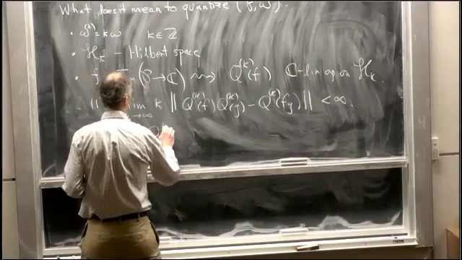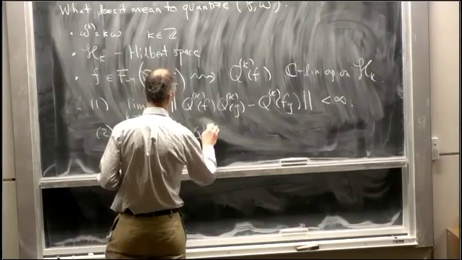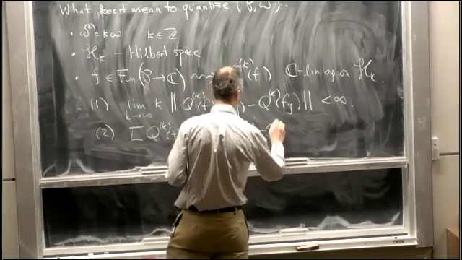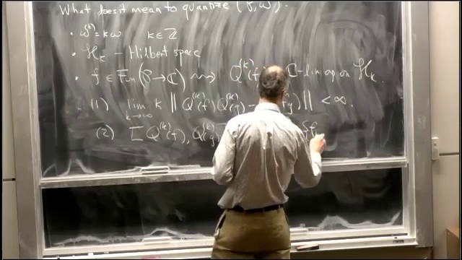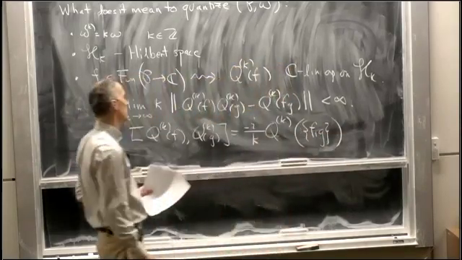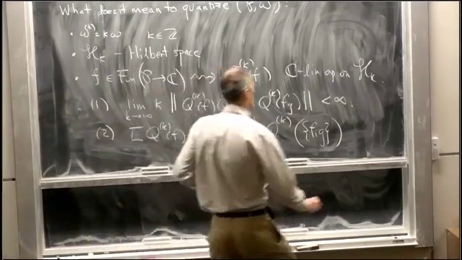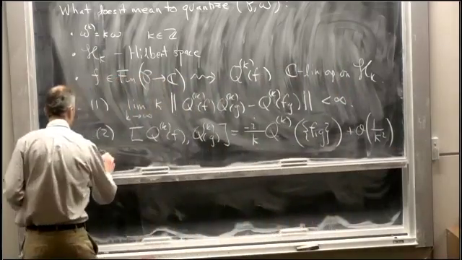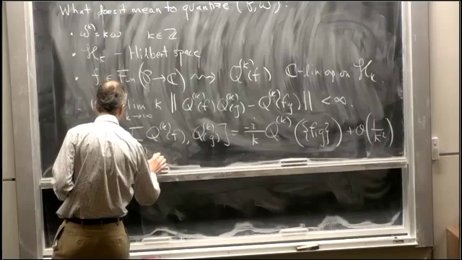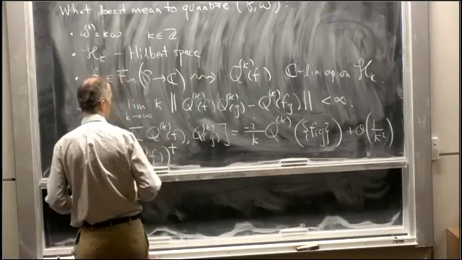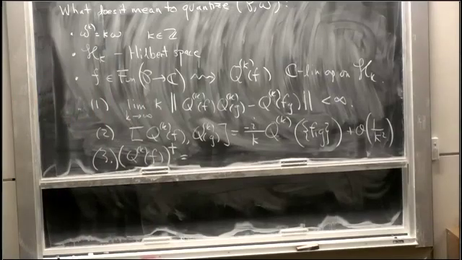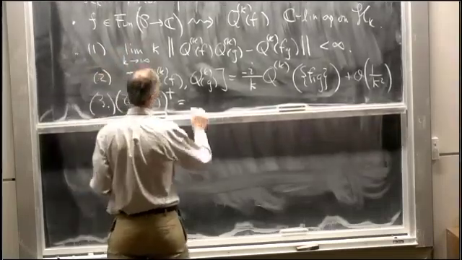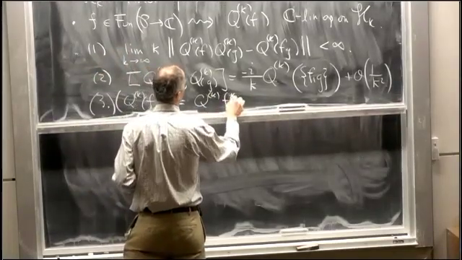Similarly, the commutator of Q_k of f with Q_k of g should be minus i over k Q_k of the Poisson bracket of f and g. Here's where I'm using the symplectic structure, actually just the Poisson structure, plus order 1 over k squared. And then finally, Q_k of f, well, it's an operator. I can take its adjoint if it's bounded, for sure. If it's unbounded, I would have to worry about some functional analysis. But I take its adjoint, and then that's Q_k of f star.